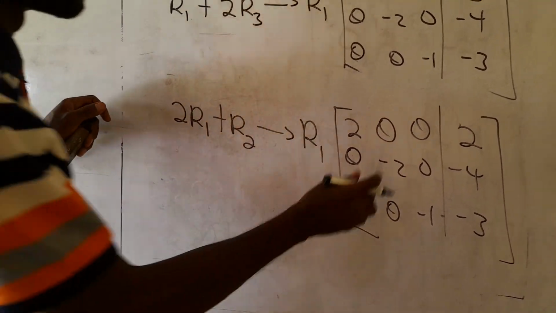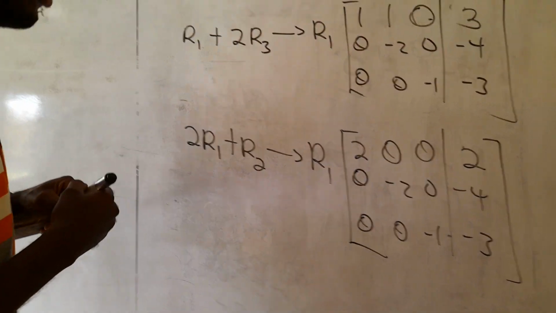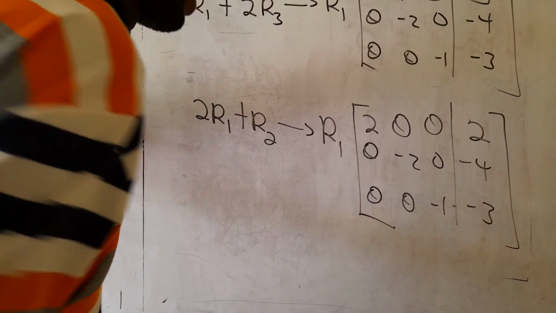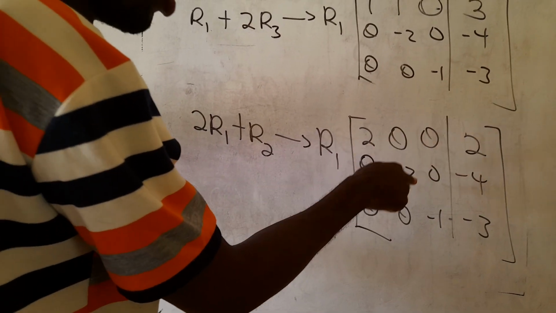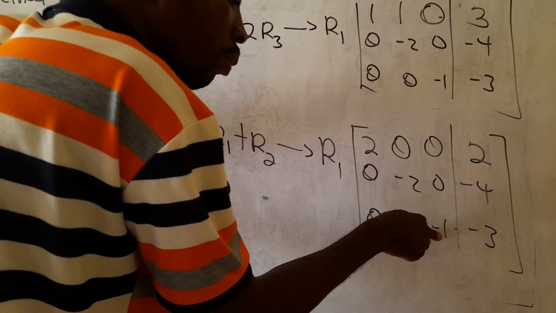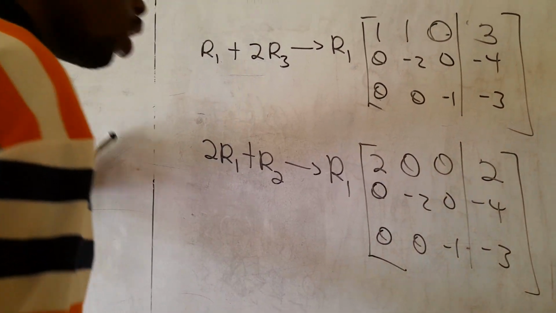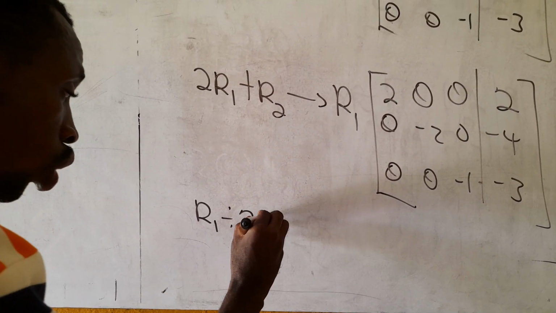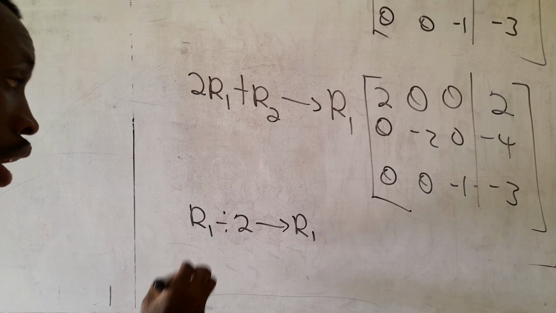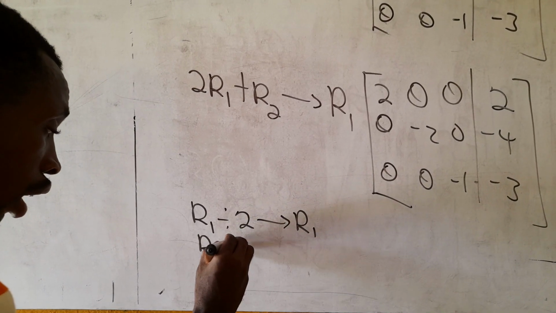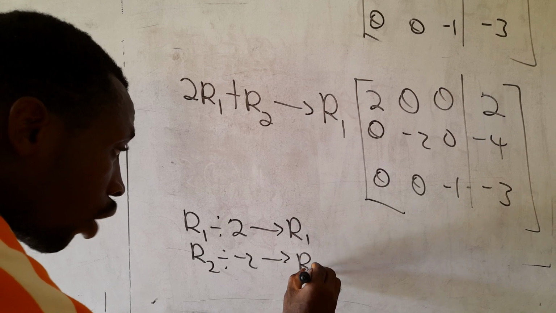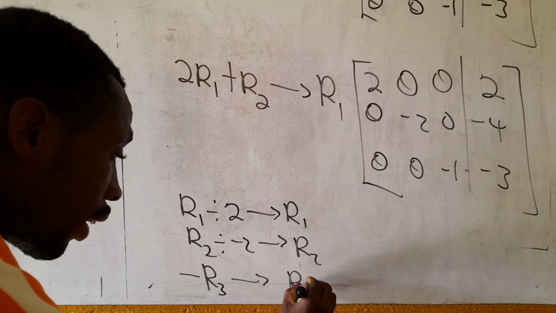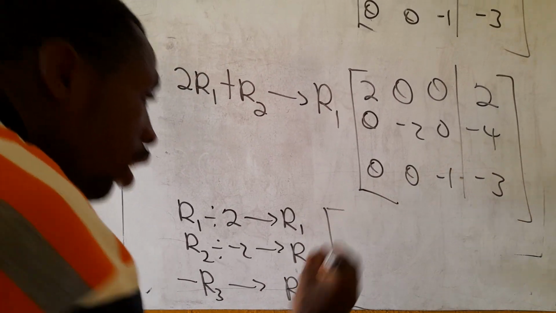Now all the entries below and above it are what? Are 0. What's the next thing? We make all the entries in the leading diagonal as 1. If we divide this by 2, we'll get 1. We divide this by negative 2, we'll get 1. Then we'll multiply this by negative 1, we'll get 1. So we do it for all. So we say that R1 divided by 2 should go into R1. Then R2 divided by negative 2 should go into R2. Then negative R3 should go into R3. I hope you get that.